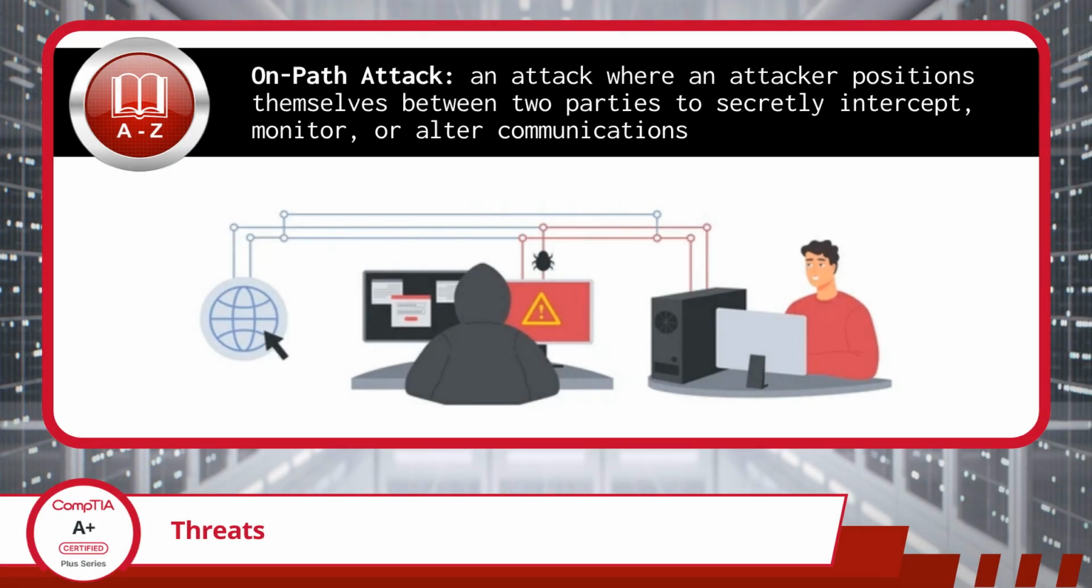Spoofing often plays a major role in another attack known as an on-path attack, formerly called a man-in-the-middle attack. In an on-path attack, an attacker secretly positions themselves between two communicating parties to intercept, monitor, or even modify the communication. Imagine trying to have a private conversation while someone secretly listens in and occasionally changes parts of the message before passing it along. Attackers may steal credentials, capture sensitive information, or inject malicious content into the communication without either side realizing what is happening.